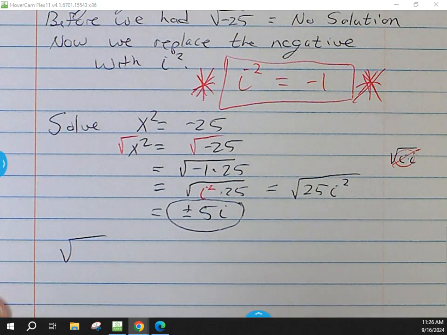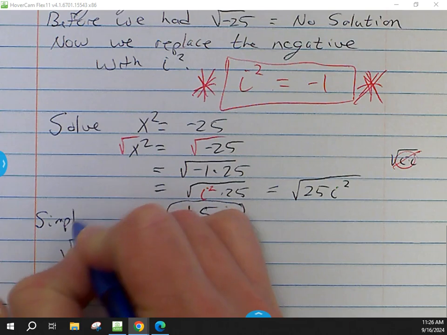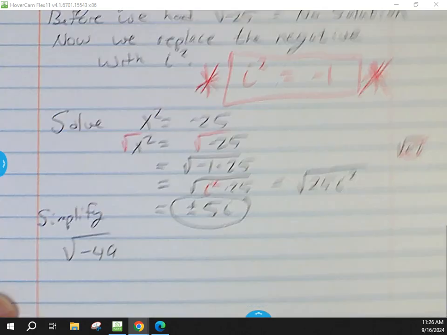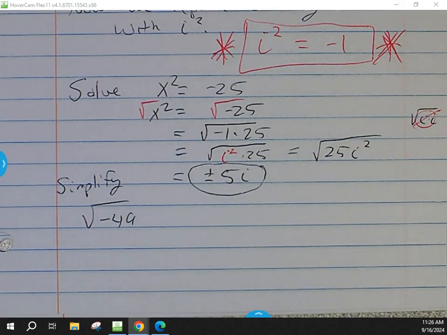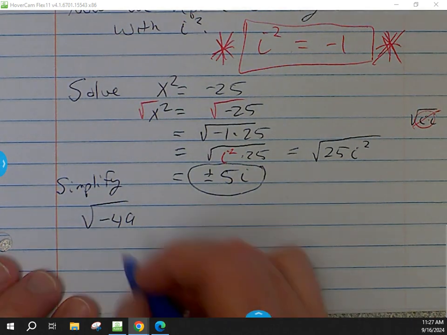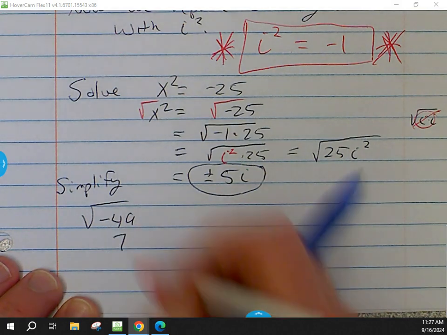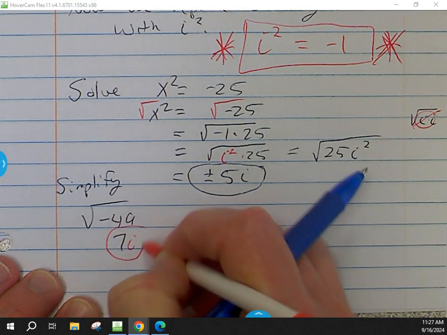So if we're doing negative square root of 49, and they ask you to simplify, forget about the solving for a little bit. What if we have to just simplify in this case? It's negative square root of 49. Well, again, if it was square root of 49, that would be 7. And because of the negative that's here, just put an i with it.